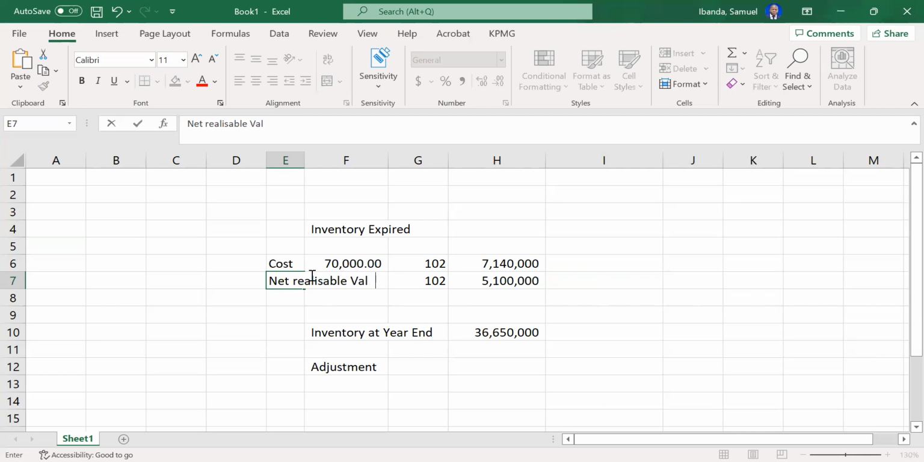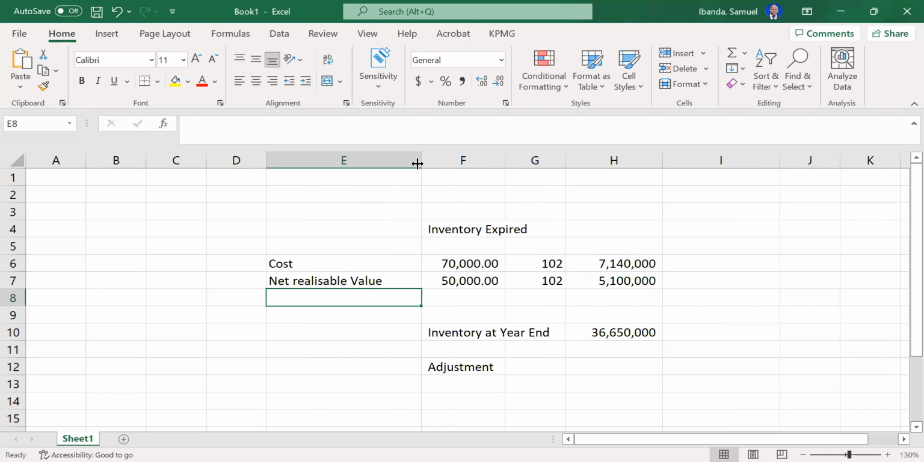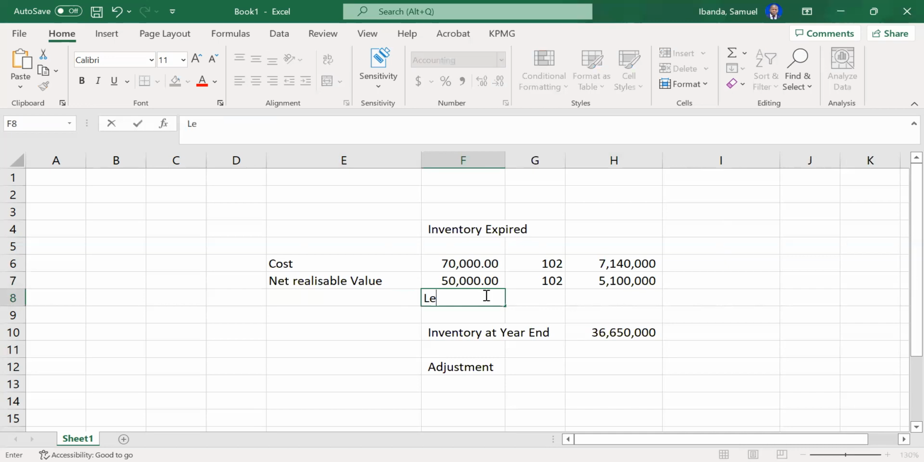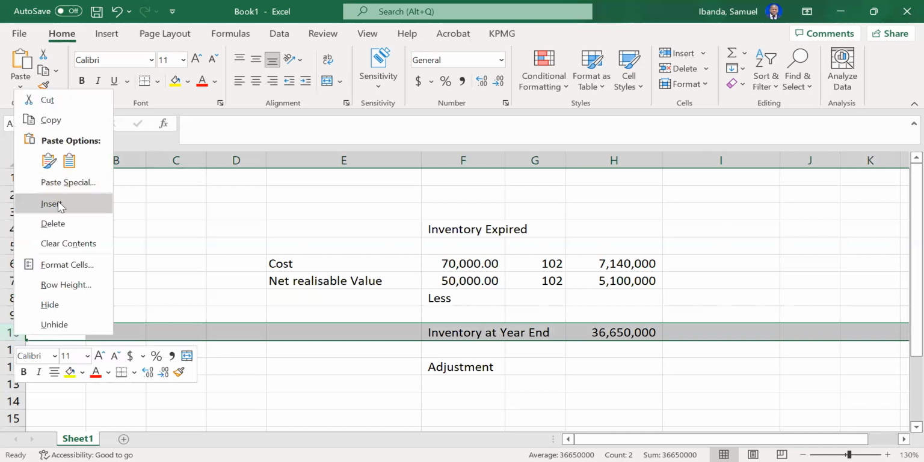I want you to hear the net realizable value. Now, net realizable value is the amount by which the estimated selling price of the asset exceeds the sum of any additional costs expected to be incurred during the sale. So the net realizable value is what you're going to sell less what you're going to incur in selling. That's why it's called net realizable value.